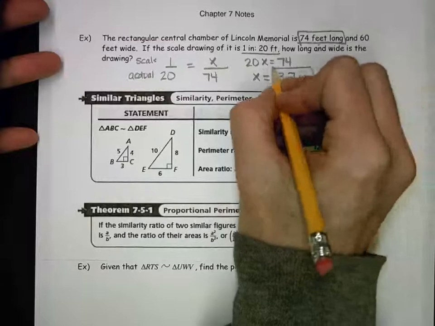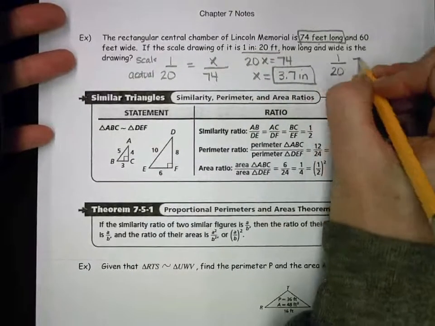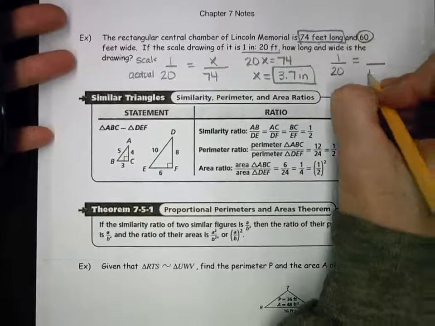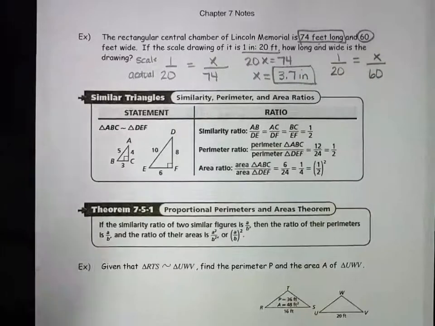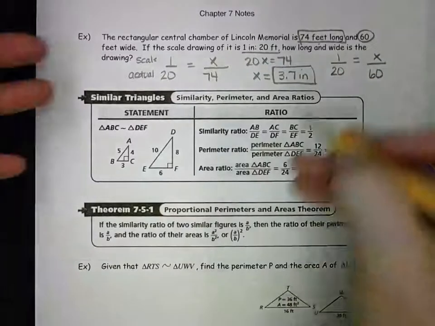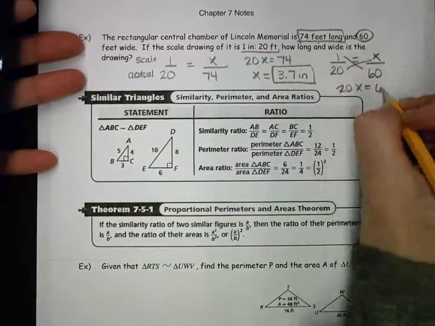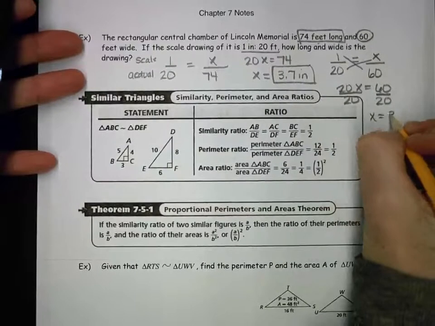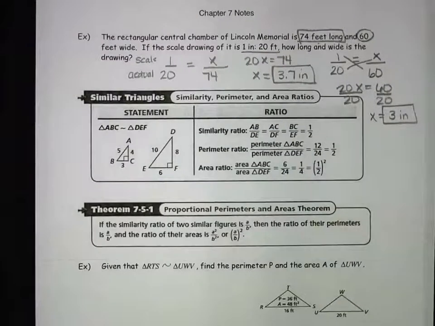Once you have your new length, we then have to get our new width. So we take 1 over 20 again, and this time our original width is 60 on the actual Lincoln Memorial, and we're going to try and find what it is on the scale. If you cross multiply, you get 20x equals 60. When you divide by 20, x is going to be 3. So your new dimensions on the scale are going to be 3.7 inches by 3 inches.